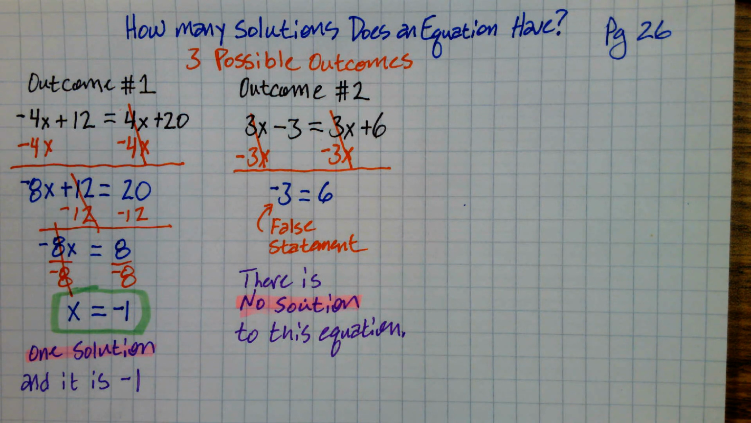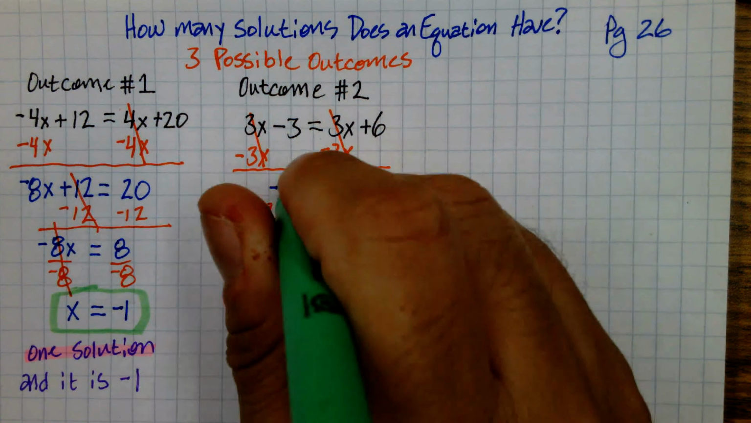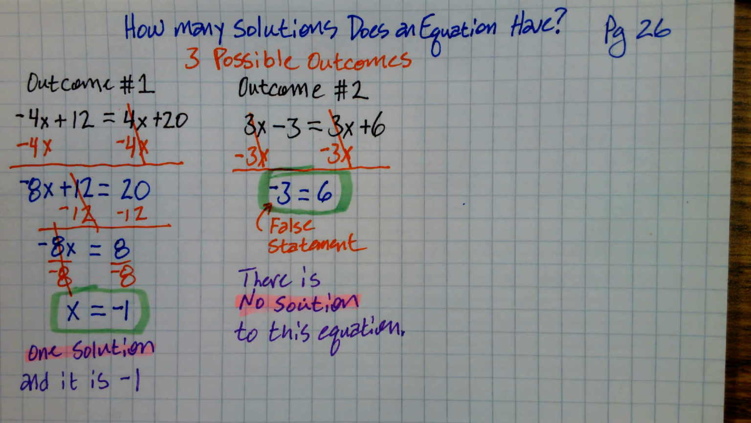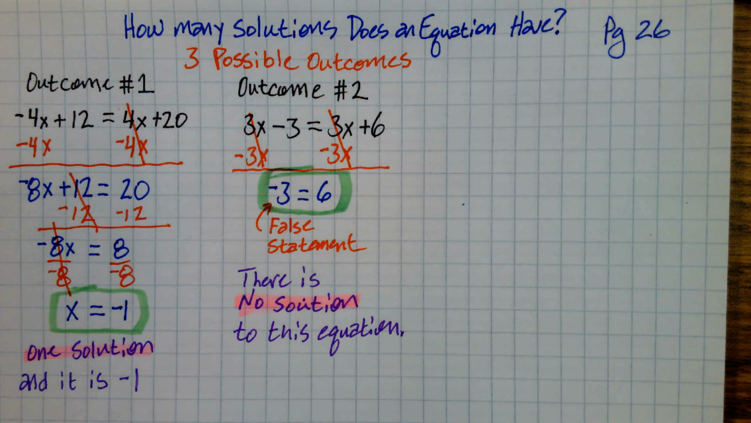So that happened because of this. You end up with some false statement. Even if it would have been negative 3 equals positive 3. If it's the same number but different signs, they're opposites, they're not equal to each other. So it's a no solution. And every so often, today more so than others, that's going to happen. Okay? Any questions?